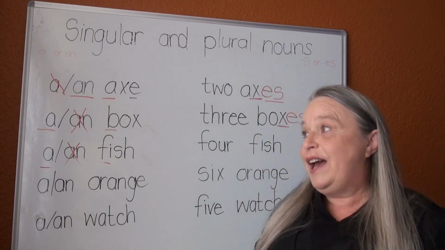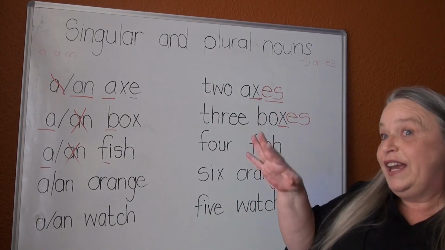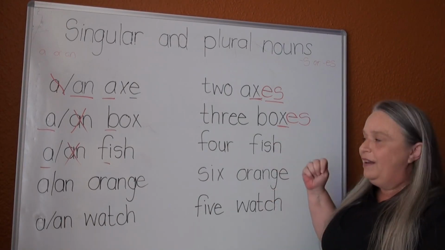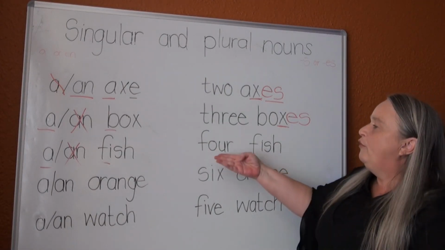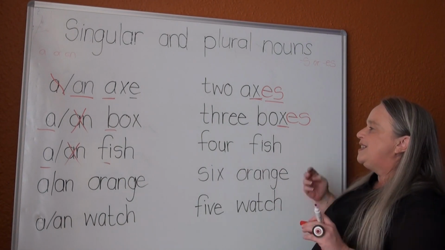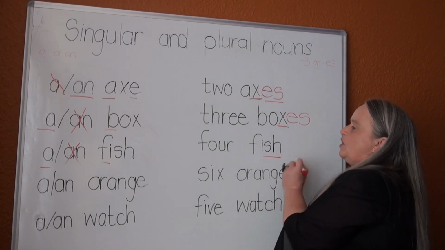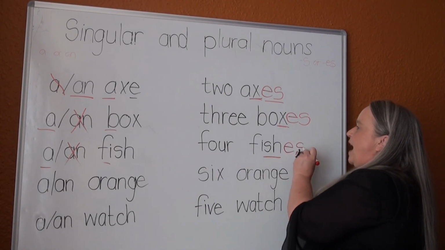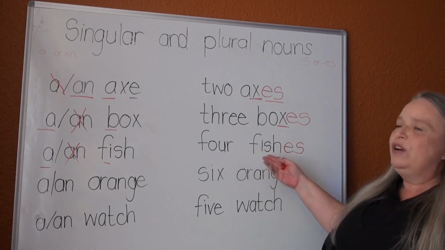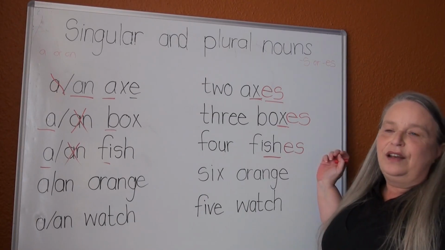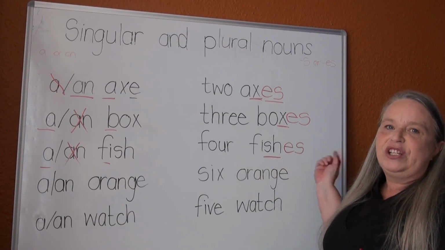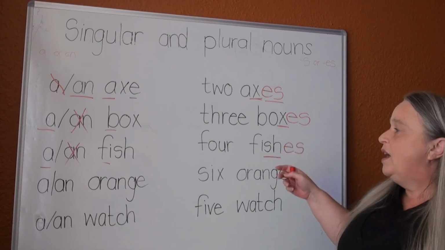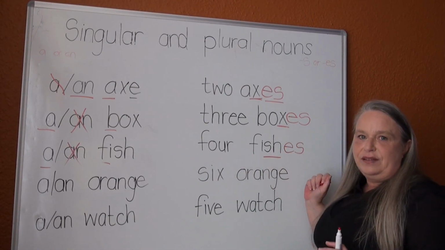Now let's look, if we went fishing and we caught maybe four. What do we do for four fishes? Because fish ends in sh, we will add es. Four fishes. One fish, a fish, but four fishes.